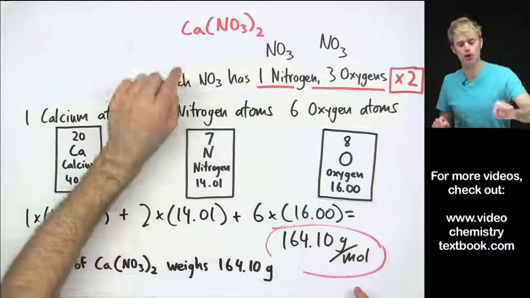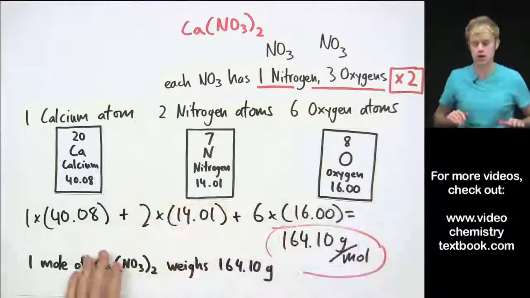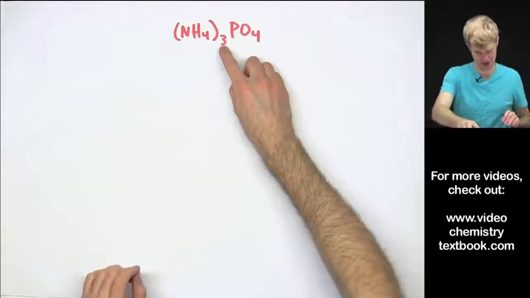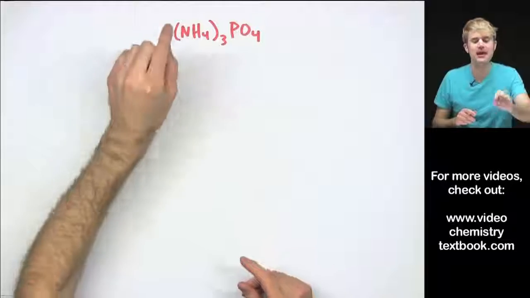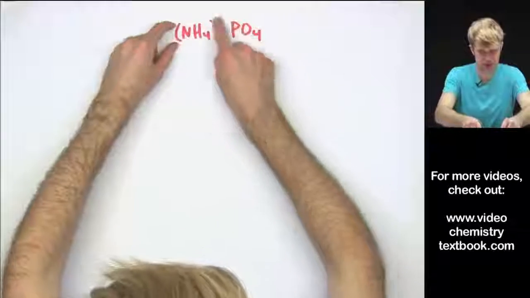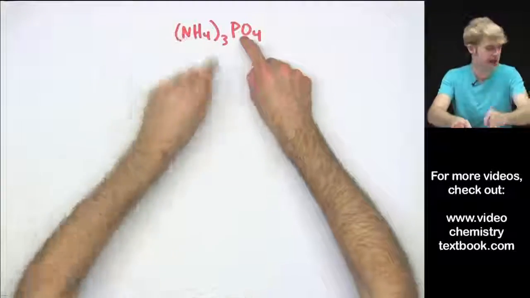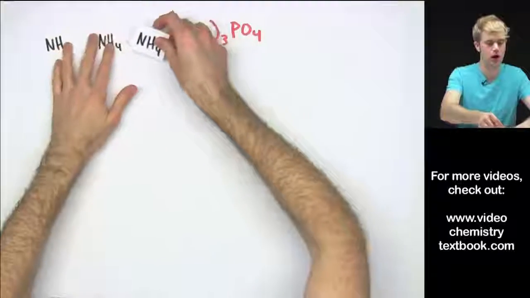Let's do one more example with these parentheses, just so we can get the hang of how we do the multiplication here. Okay, parentheses, NH4, 3, PO4. So, how many of each type of atom do we have? Well, this part of the formula tells us that we have 3 NH4s. So, here they are, 1, 2, 3.